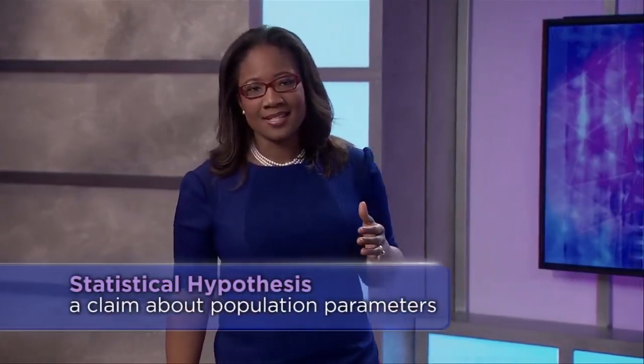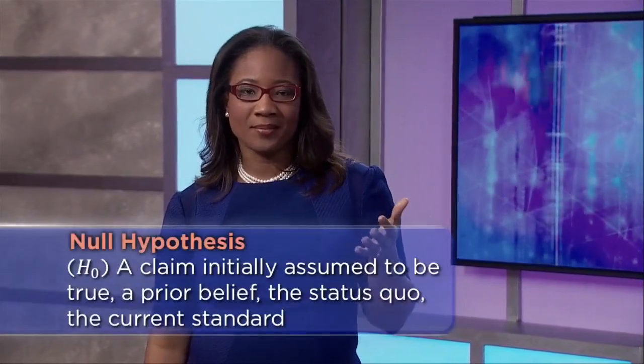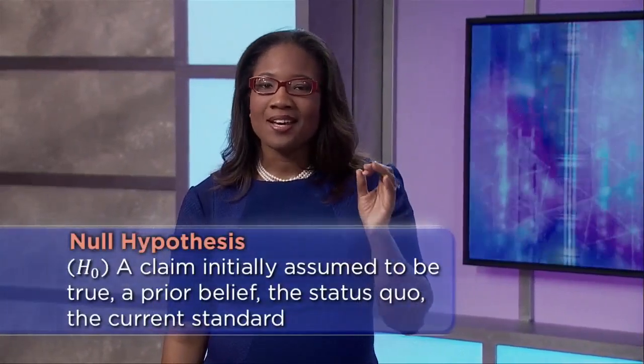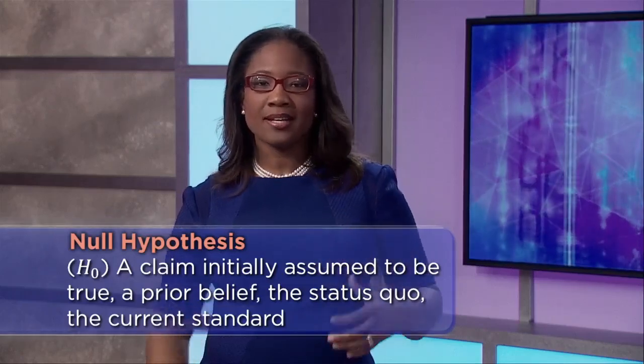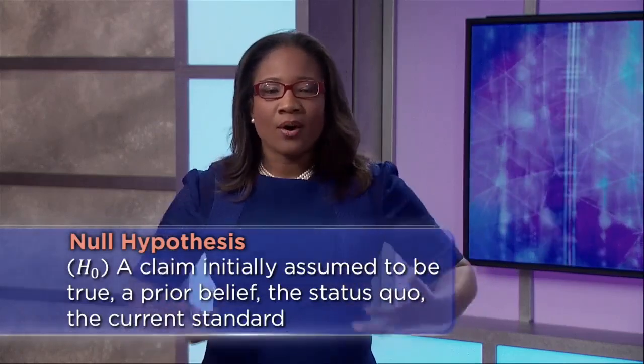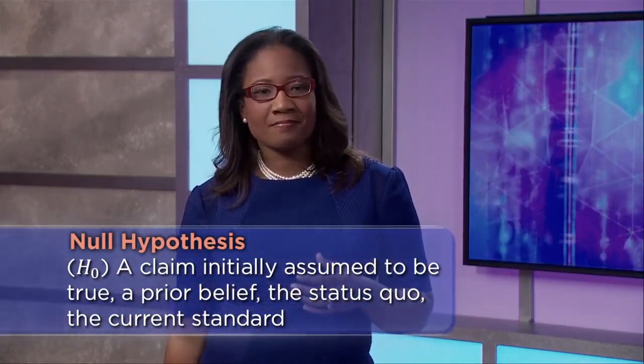Now, formally, a statistical hypothesis test is a claim about our population parameters. And when we do hypothesis testing, we're going to start with 2 pretty contradictory hypotheses. The first is our null hypothesis. We call that H naught. Now, this is the claim that's initially assumed to be true. It's like our prior belief, our old theory, the status quo, the current standard.